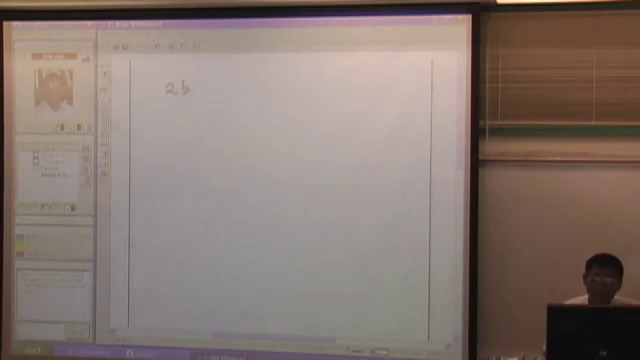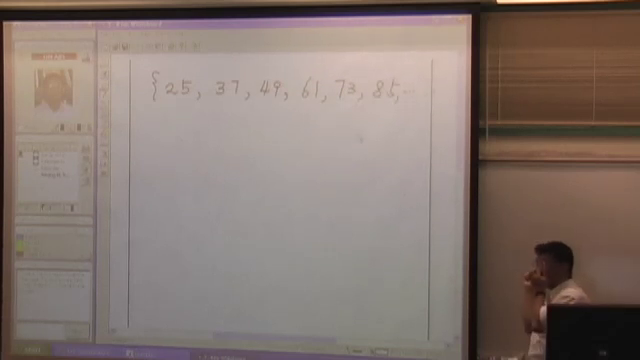25, and then 12 added here, then 37, 12 added here, 49, 12 added here, 61, 12 added here, and so on, right? So we have infinitely many numbers of this pattern.